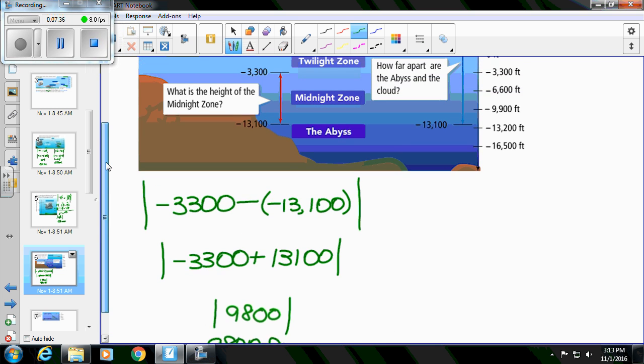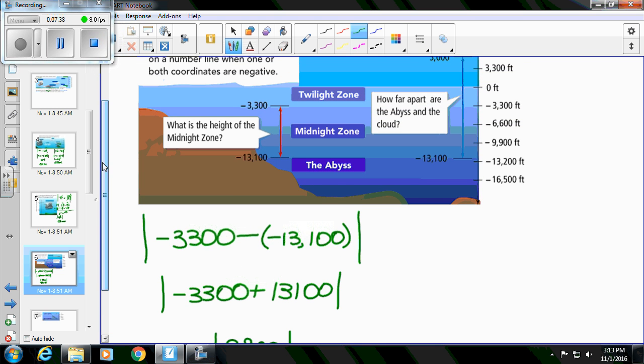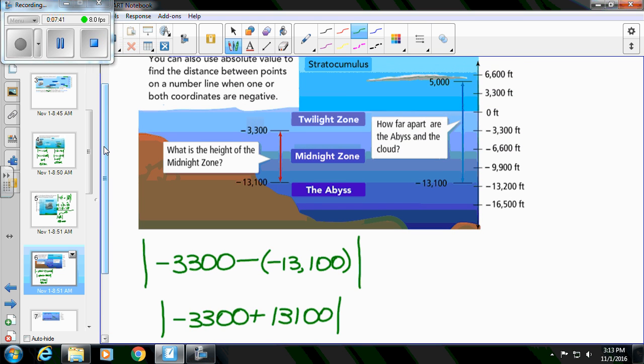So this was an example where both numbers were negative. Now let's look at one where one is negative and one is positive. How far apart are the abyss and the cloud? We know this cloud is 5,000 feet above the water, and the abyss is 13,100 feet below. It's a distance, so I have to use absolute value. I have subtraction, so I stop and add the opposite.